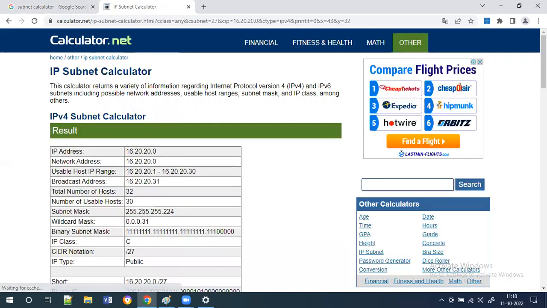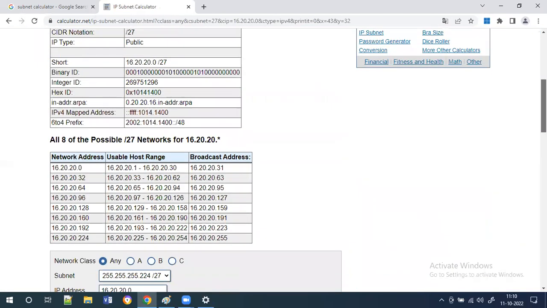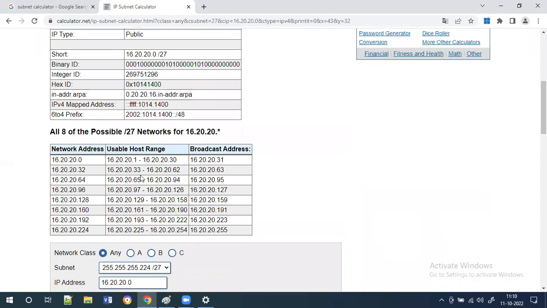Let's calculate. At the end, you will get all 8 of the possible /27 networks for 16.20.20.0. The first is starting from 0 and going till 31. If you see, 31 is the broadcast IP address, right? And the first, .0, is the network address, and the valid or usable host range is starting from 1 to 30, right? And it is applicable for all the outputs.